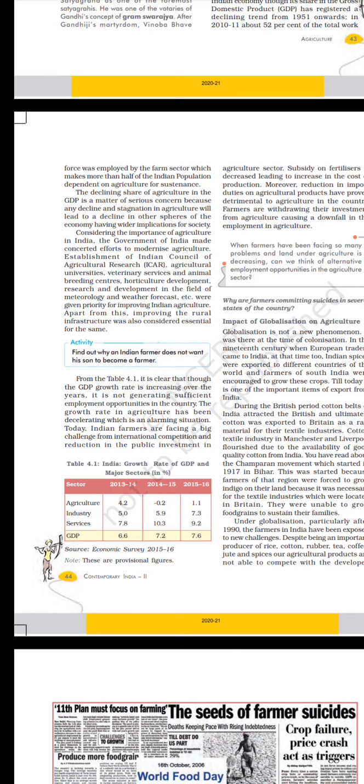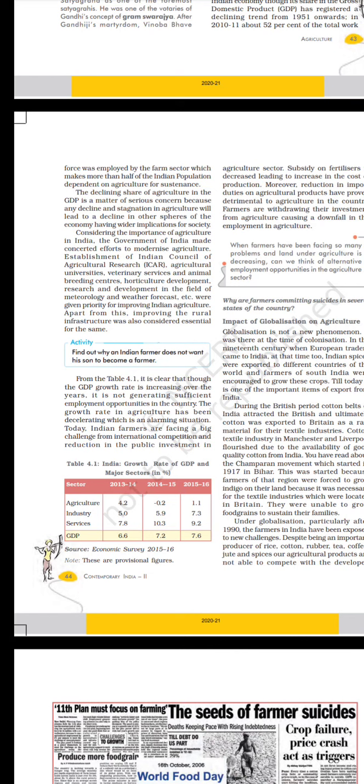Find out why an Indian farmer does not want his son to become a farmer. From the table 4.1, it is clear that the GDP growth rate is increasing over the years. It is not generating sufficient employment opportunities in the country. The growth rate in agriculture has been decelerating, which is an alarming situation. Today, Indian farmers are facing a big challenge from international competition and reduction in the public investment in the agriculture sector. Take a look at table 4.1, India growth rate of GDP and major sectors in percent.